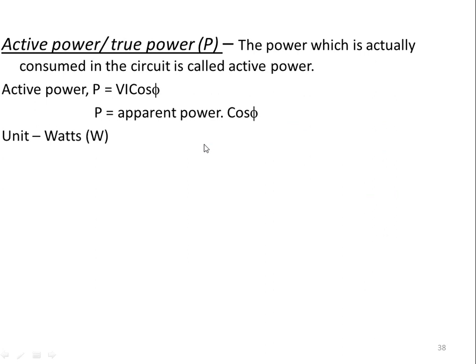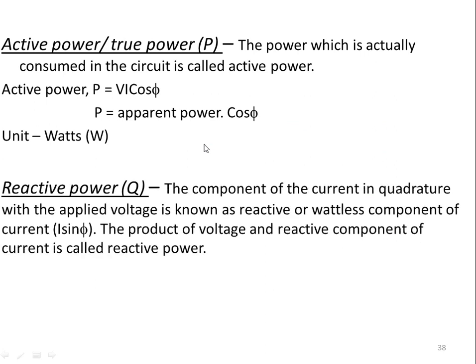The unit of active power or true power is watts. Then coming to reactive power, the component of the current in quadrature with the applied voltage is known as the reactive or wattless component. That means the wattless component is I sin phi. The product of voltage and reactive component of current is known as reactive power. The vertical component of current is I sin phi. If you multiply voltage with I sin phi, you will get reactive power.